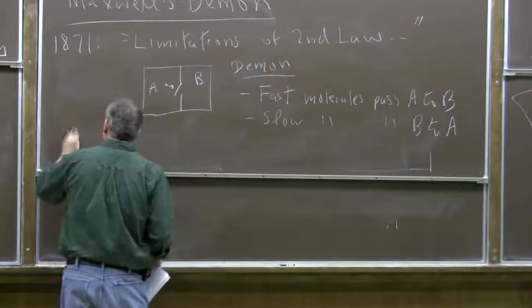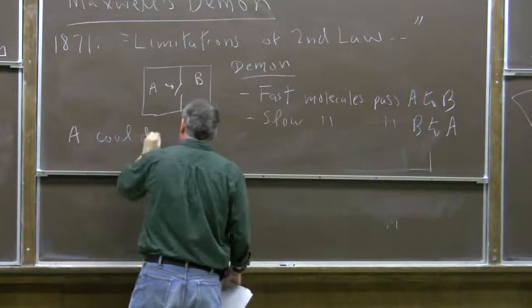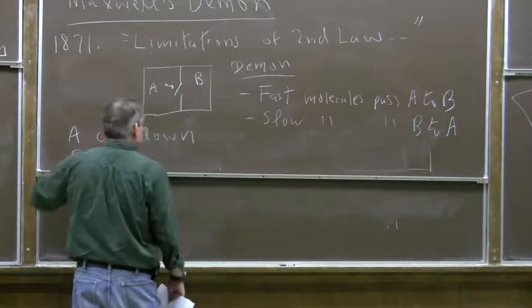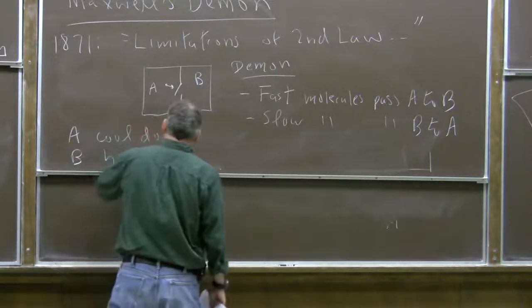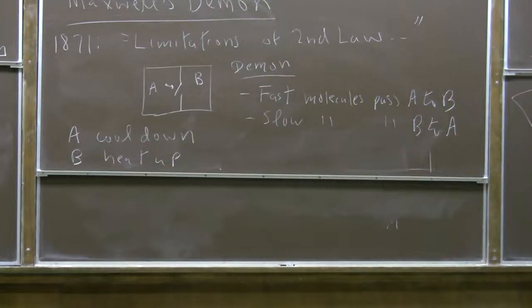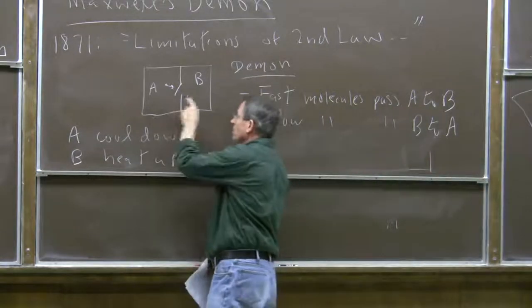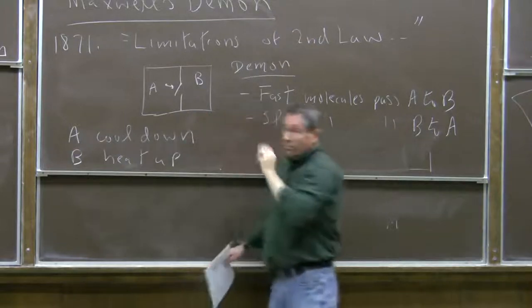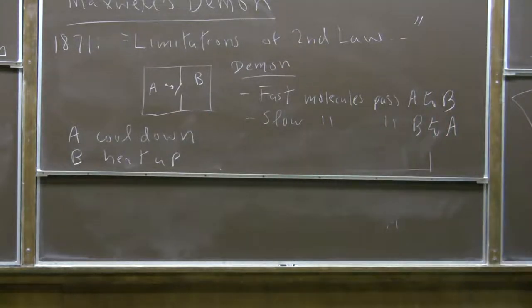Well, A is going to cool down, and B is going to heat up. So we started out with all the gas and the molecules at the same temperature, governed by a single Maxwell distribution, but after a while, A is cooler, B is warmer. But as far as one can discern, there's no reason in principle why the demon couldn't do this expending a negligible amount of work. He's only got to move this little tiny hatch open and shut to let one molecule through. It doesn't sound very hard.